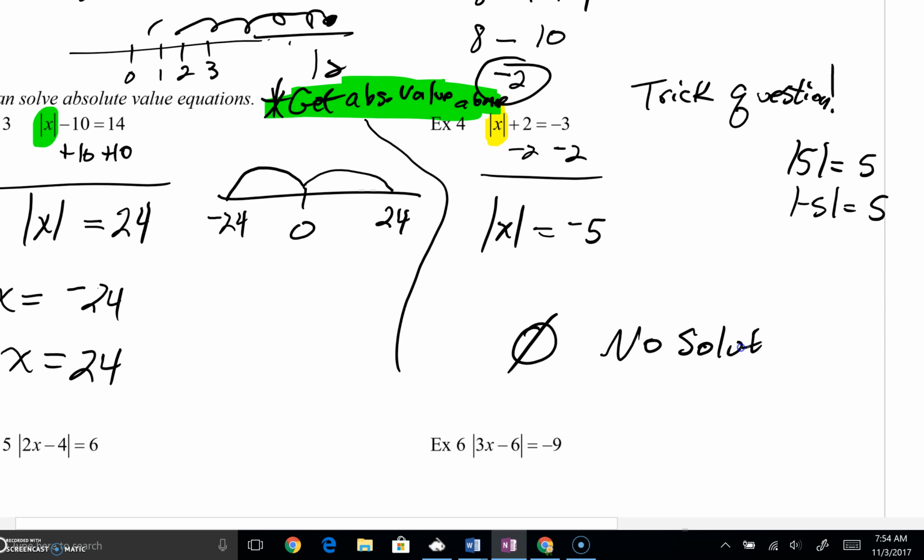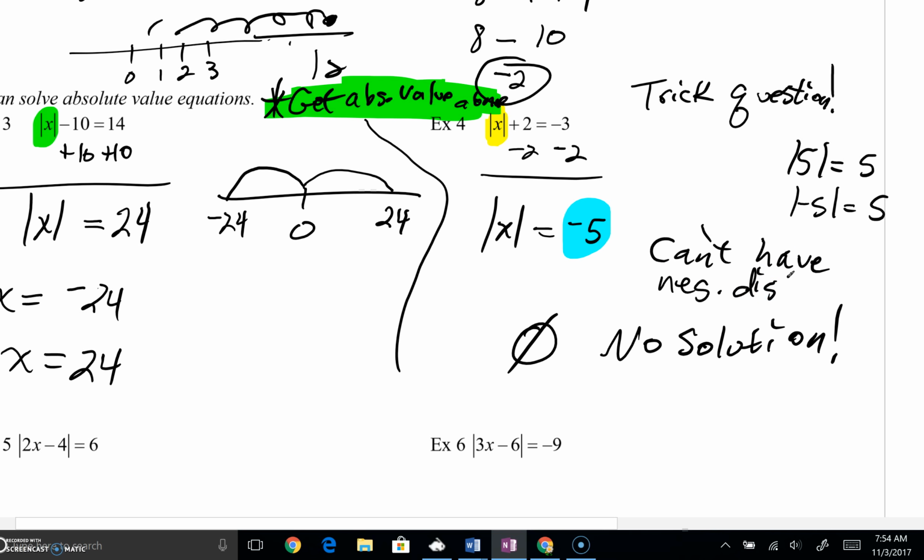And kids can think, well, wait a minute, why? The absolute value is distance. You can't have negative distance. That's really what's going on here. So we've got to be real careful. If you're going to have the absolute value equaling something negative, it's actually the easiest problem that you'd ever have. You just say no solution.